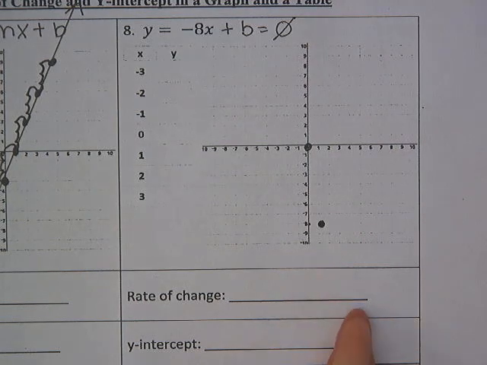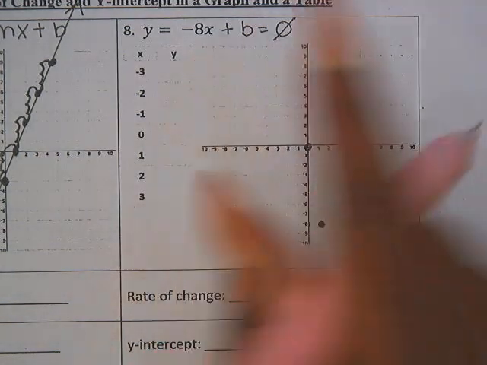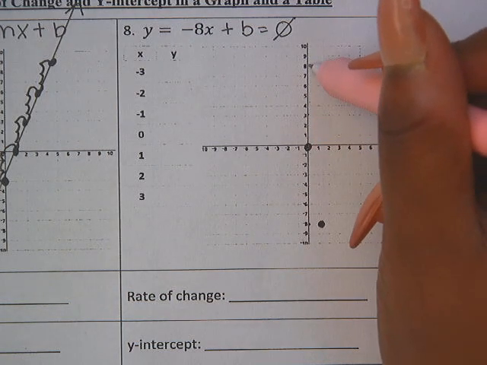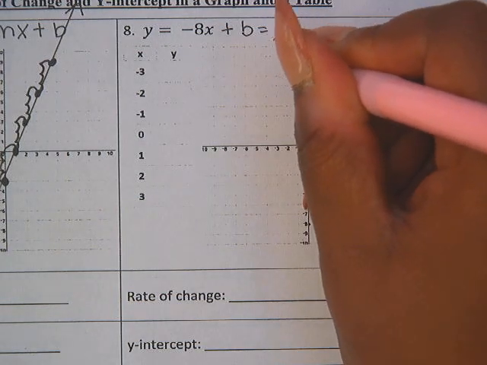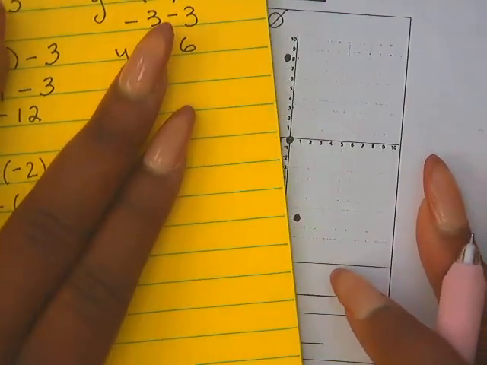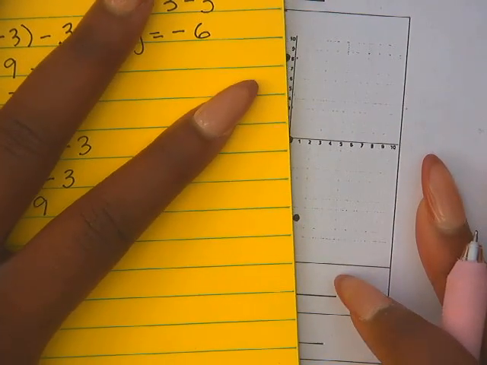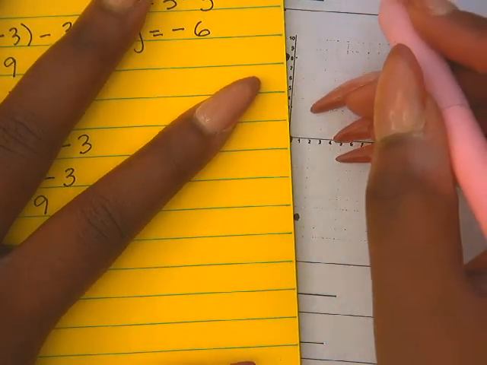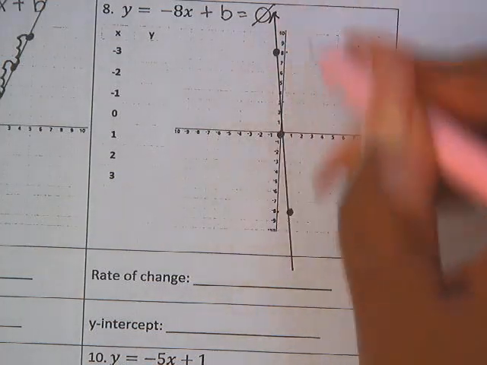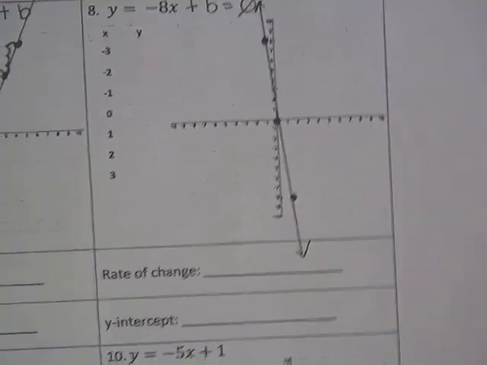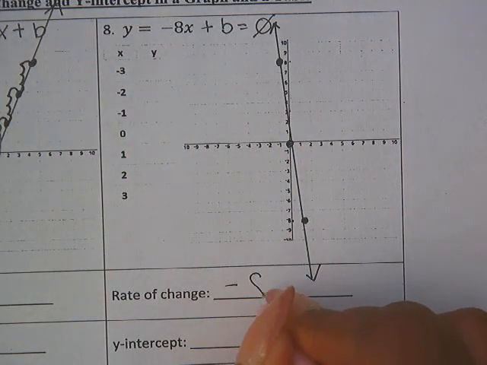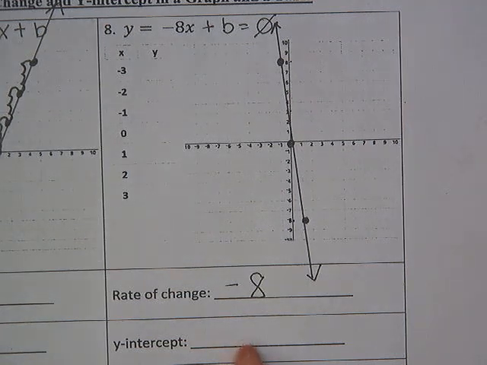There's no room to keep going down, so I'm going to go up 8 and to the left 1. 1, 2, 3, 4, 5, 6, 7, 8, 1. And go ahead and draw my line to connect the dots. The rate of change is still the slope. It is still our m, -8, and our y-intercept is 0.